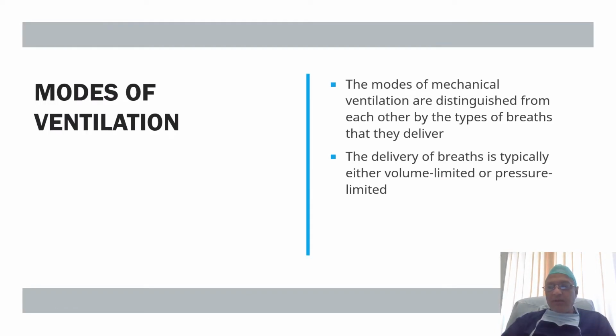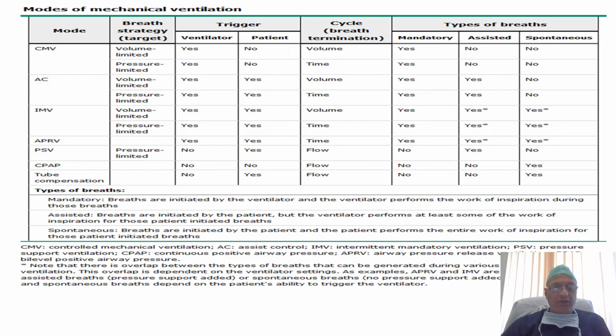So, what are the differences between various modes? The modes of mechanical ventilation are distinguished from each other by the type of breath that they deliver. The delivery of breath is typically either volume limited or pressure limited. Here you can see details of various modes used in the intensive care unit. Irrespective of different modes, breath is either volume limited or pressure limited.